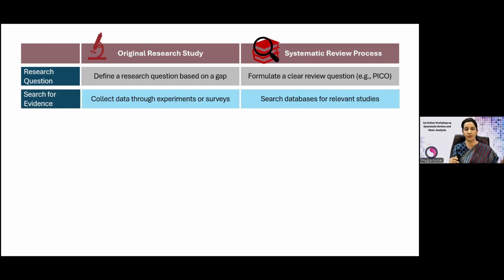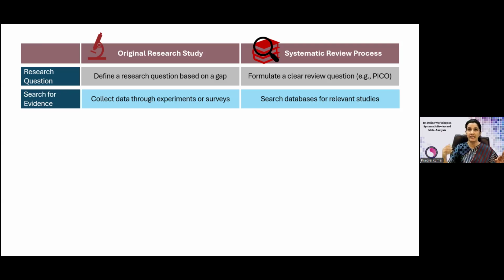Coming to the data collection process. What do you do in original research? Basically, you collect the data from the individual, and that's why you take ethical clearance also. Whereas in a systematic review, the unit of study is one single study. In original research, it is the individual human. So that is the difference. The unit of study is one article in a systematic review, whereas it is one individual in original research.